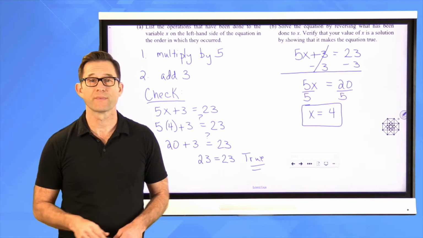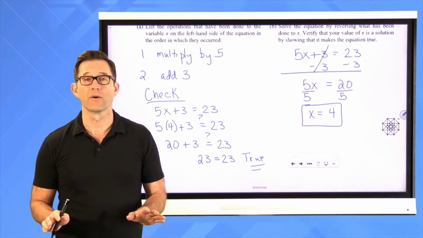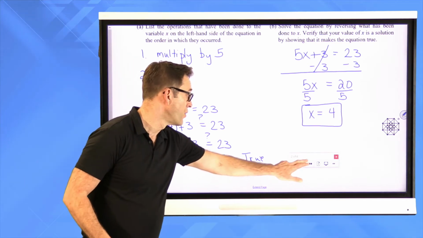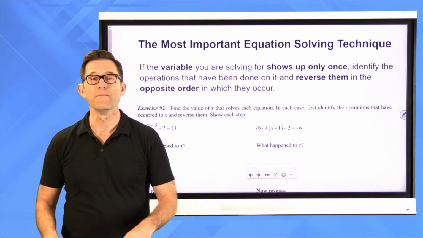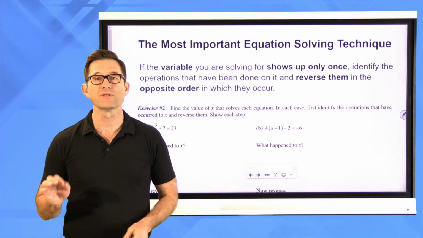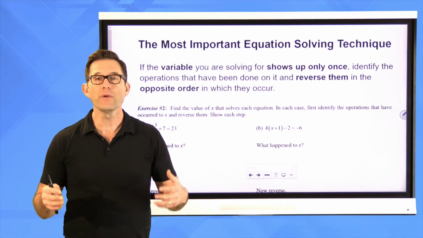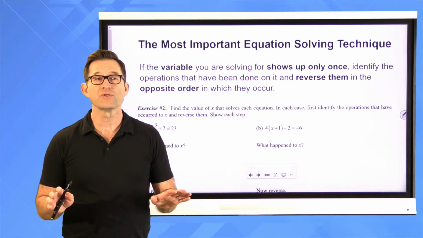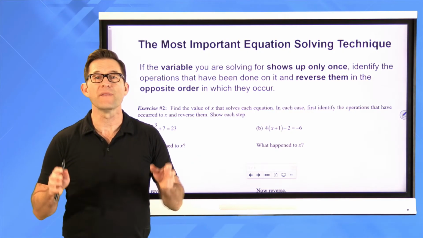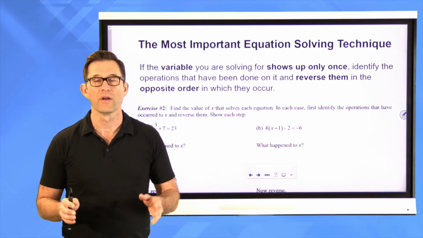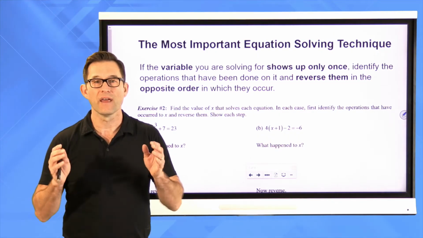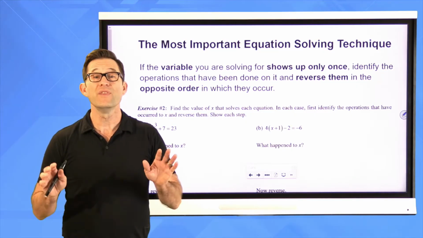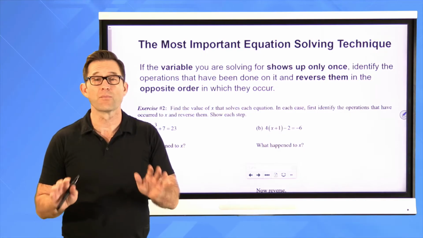Okay? Now, the bigger point here is what we did. So let's kind of emphasize this, right? Absolutely important. The most important equation solving technique. If the variable you're solving for shows up only once in an equation, identify the operations that have been done to it and reverse them in the opposite order in which they occur. Take those shoes off, take those socks off, get the foot by itself, all right? This is unquestionably, in my mind, the most important equation solving technique.